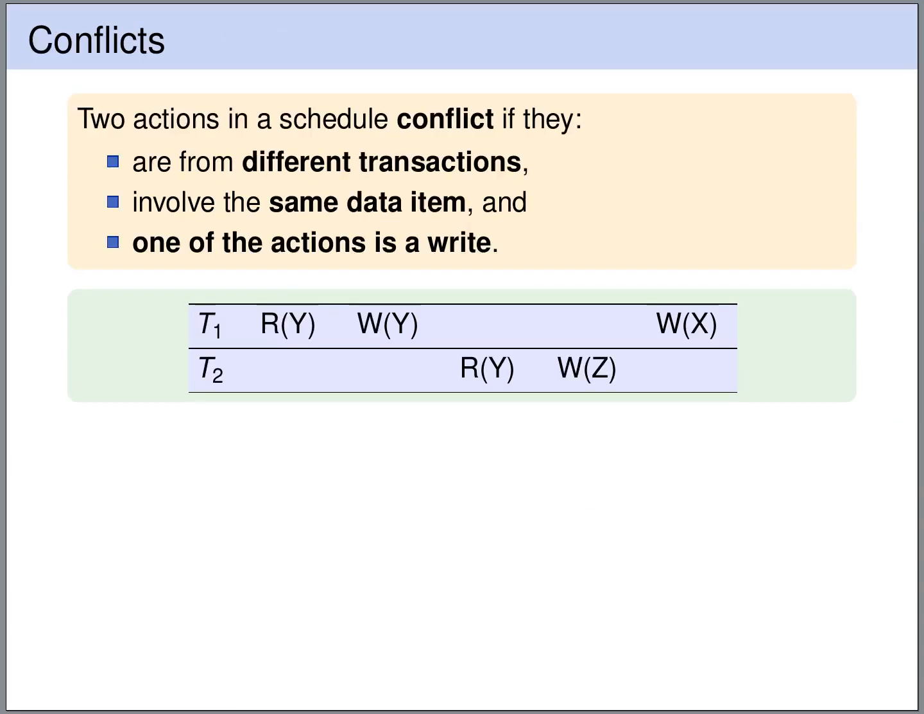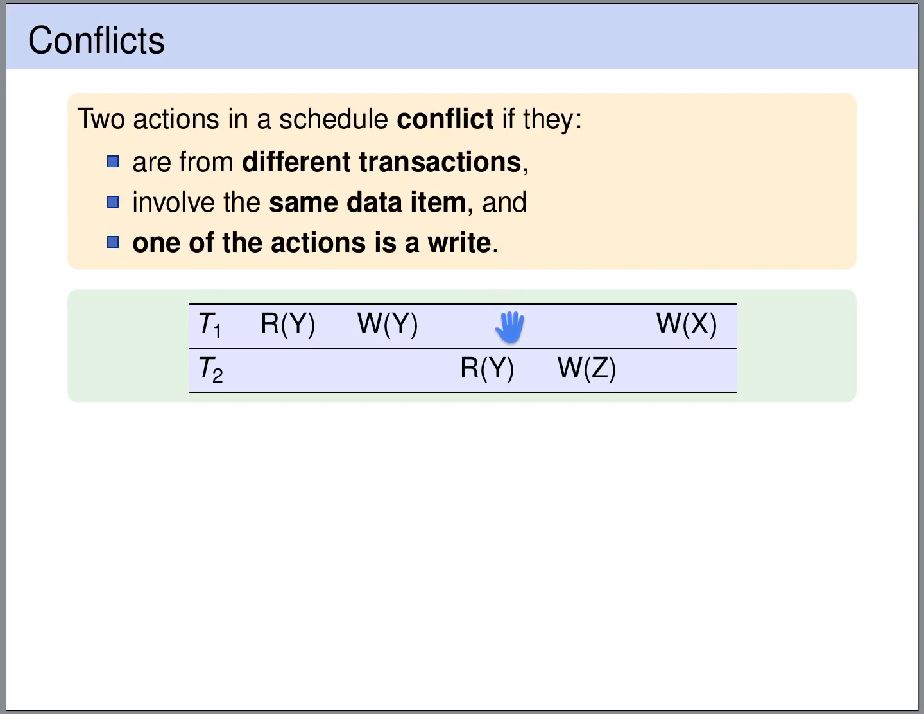To understand when a schedule is serializable, we need to understand when two actions conflict with each other. Two actions are said to conflict if they are from different transactions, they involve the same data item, the same object, and one of the actions is a write.